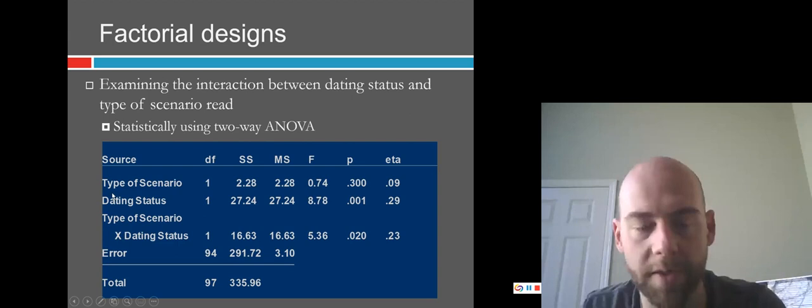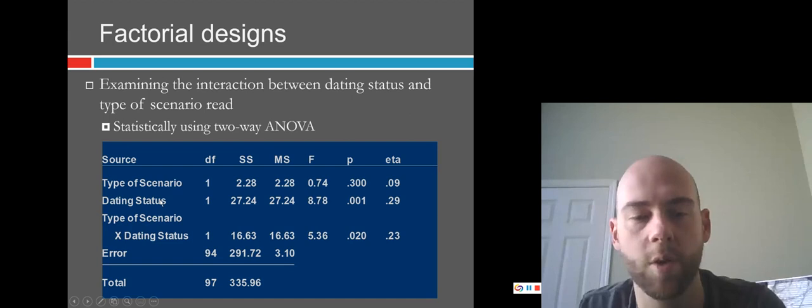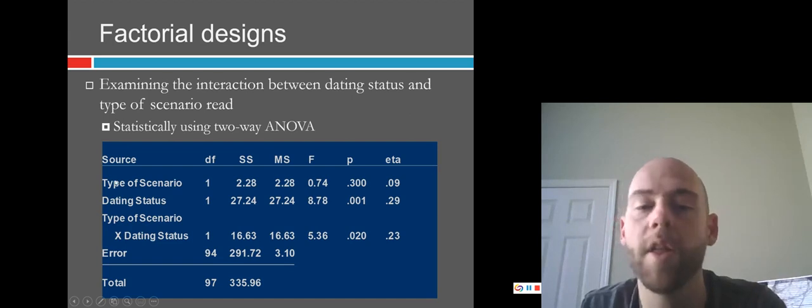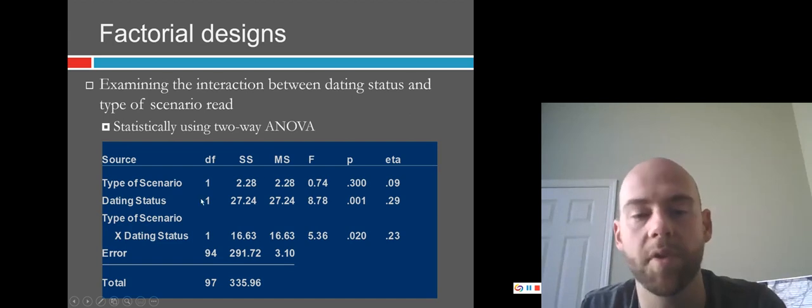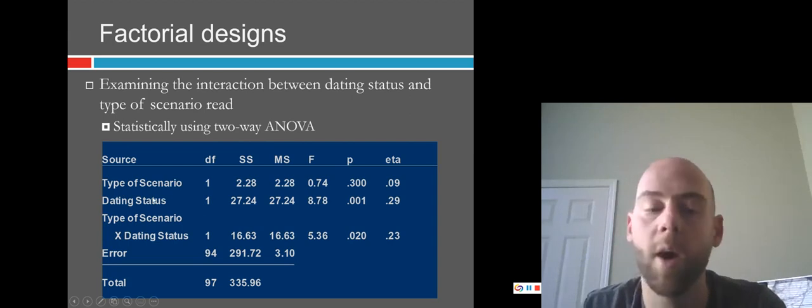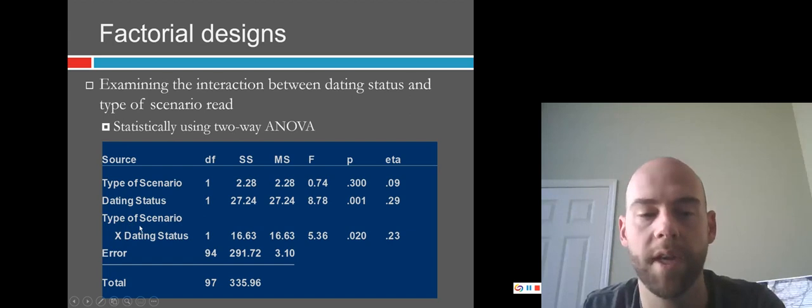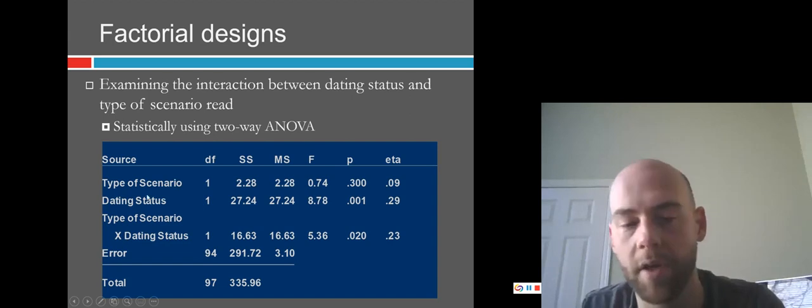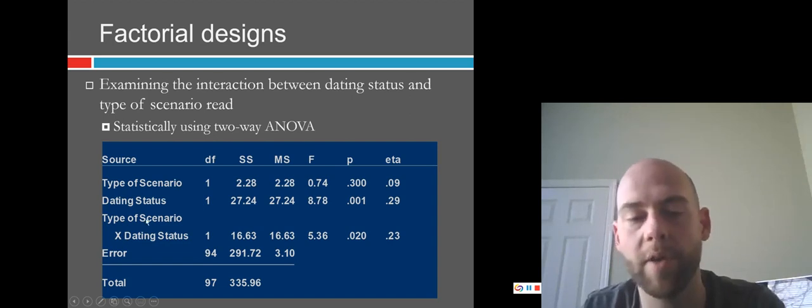One other important thing about looking at this type of output is that if you just had type of scenario and dating status in this ANOVA without the interaction term, then you would look at these as real tests of the effects you're interested in. You'd be able to see, does dating status matter, does scenario matter? However, when you have higher order terms or interaction terms that are multiplying those other things together, once you enter these things into an ANOVA, these estimates up here become unreliable.